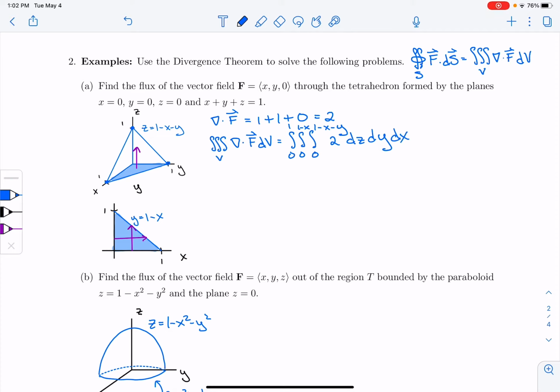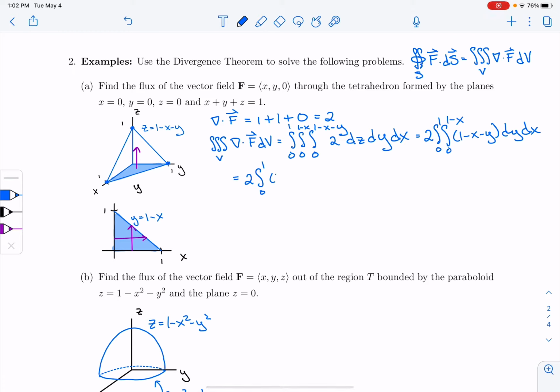So now we need to find this integral. So I'm going to pull out a 2. And I'm going to have the integral from 0 to 1. And then the integral from 0 to 1 minus x. And then the integral of dz is just going to be 1 minus x minus y dy dx. So that's 2 times the integral from 0 to 1. And now I'm going to integrate 1 minus x minus y dy.